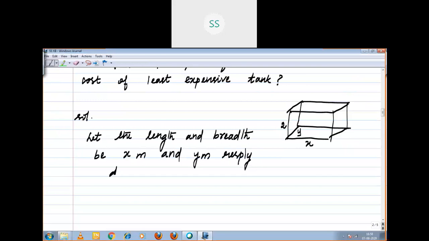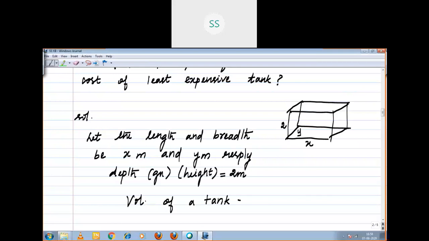Depth is given, that is height, right? Height is equal to 2 meter. Now, volume of a tank. What is given? Volume of a tank is equal to 8 meter cube.